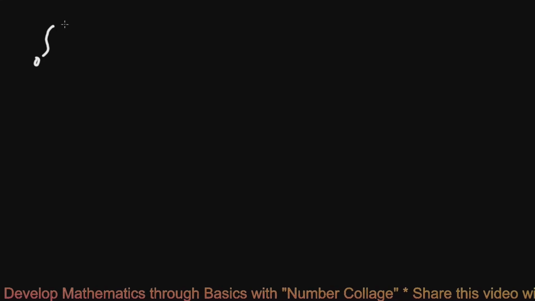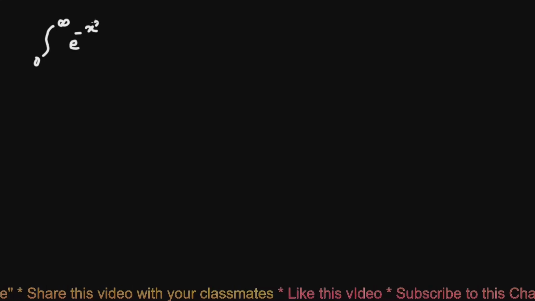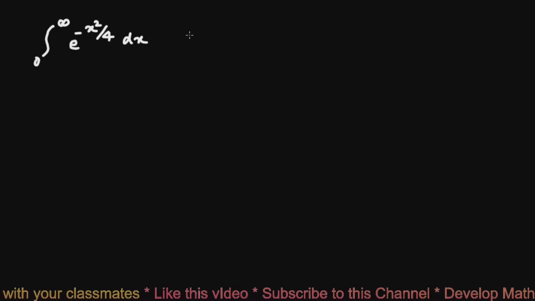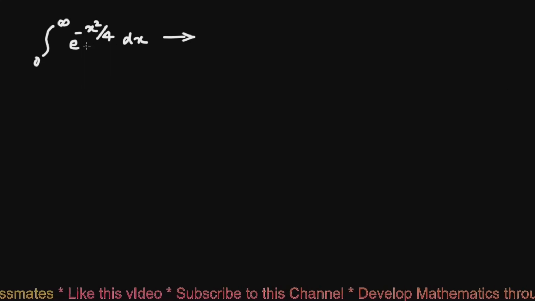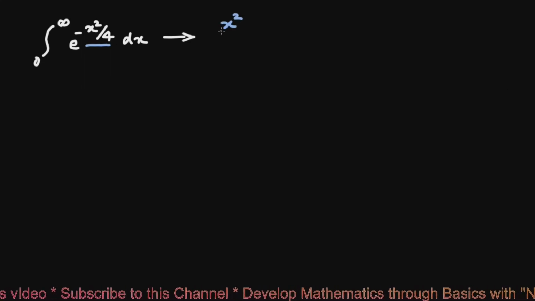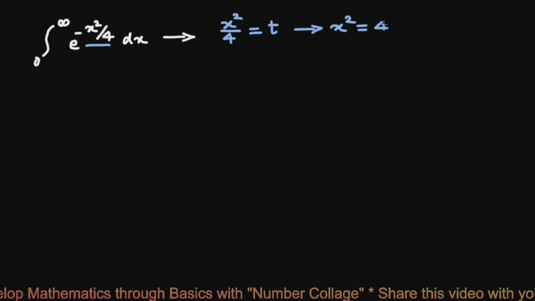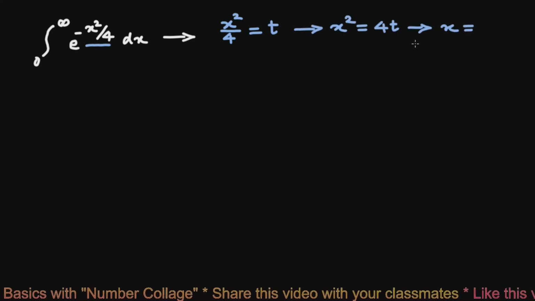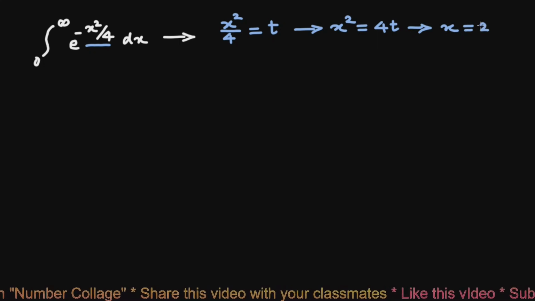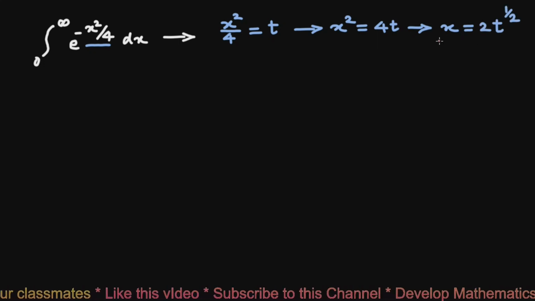Next, we evaluate the integral from 0 to infinity of e raised to minus x square by 4 dx. As usual, we will substitute x square by 4 equals t, so that x square will be 4t and x will be square root of 4t, that will be 2 t raised to half. Now we will differentiate this.